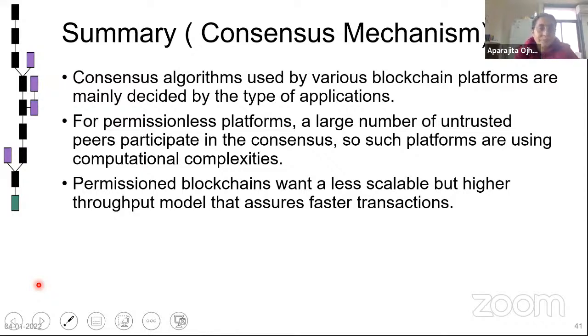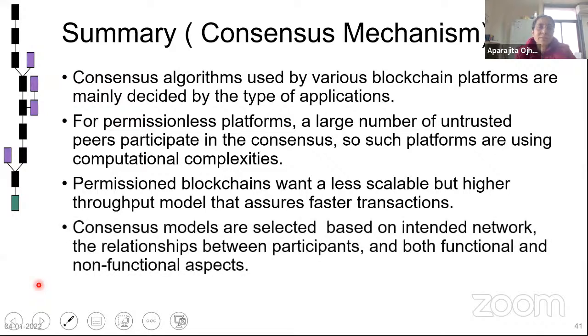That is the idea. So consensus protocols used by various blockchain platforms are mainly decided by the type of applications. Like if it is a consortium, then the consensus protocol can be different. Like if suppose it's a credit transfer proposal between two IIITs, then all the IIITs are required to give their yes, to say yes.